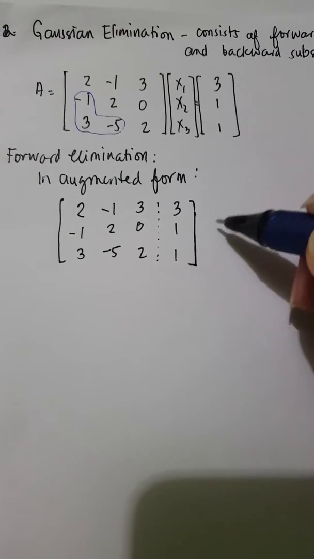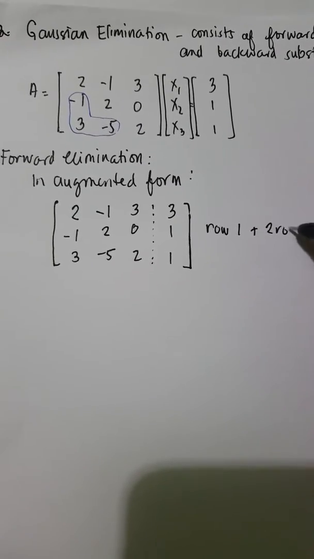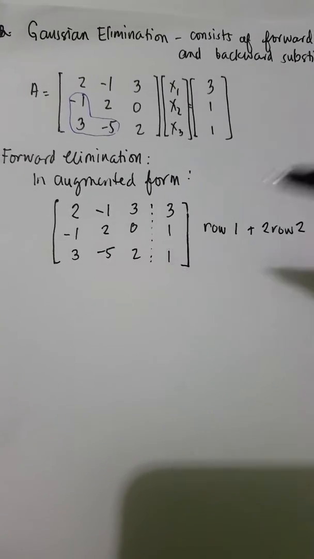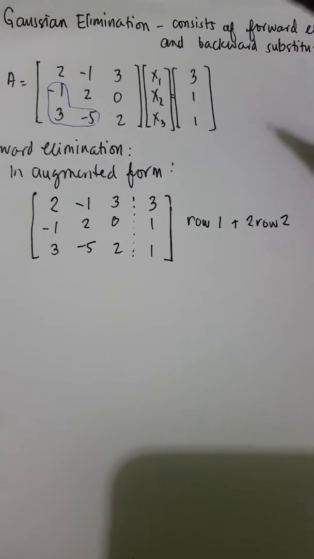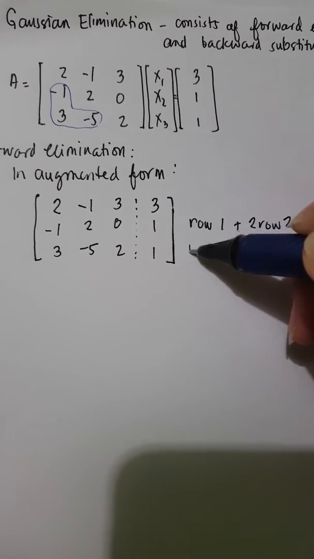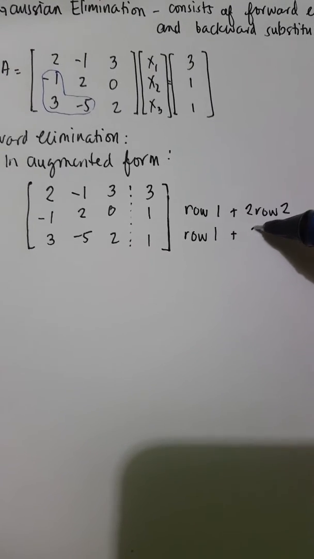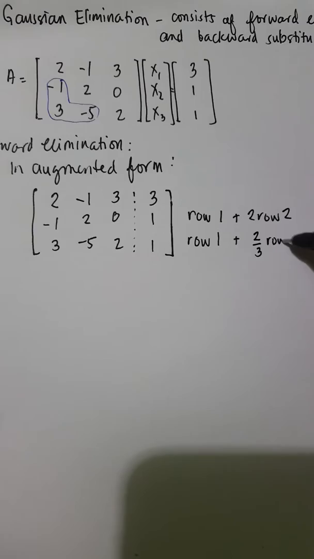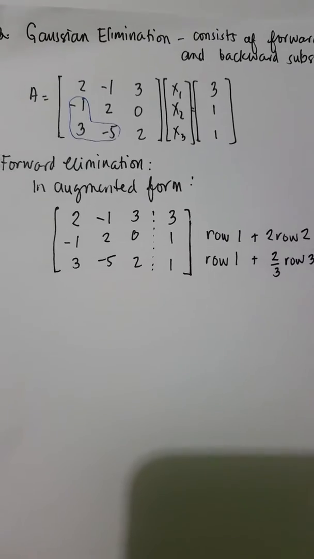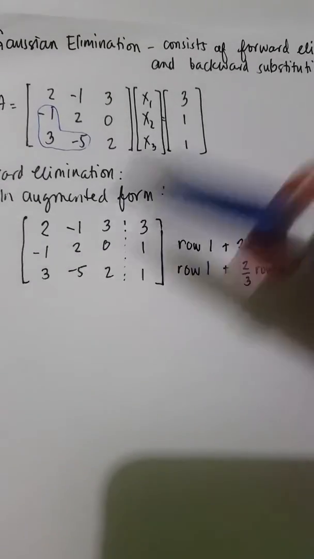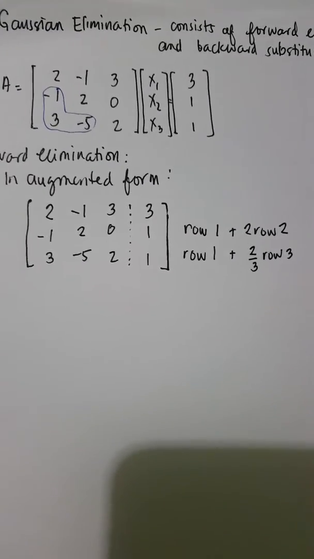So our guiding equation will be row 1 plus 2 row 2, because 2 plus -2, that will be 0. And for row 3, we have row 1 plus 2/3 row 3. Pwede din natin gawing 3 row 1 plus 2 row 3. Yan. Pwede din gawing ganyan. So, depende na sa inyo kung saan kayo mas comfortable.